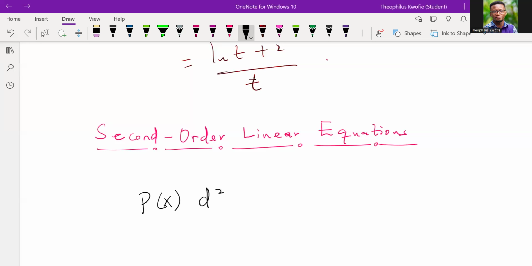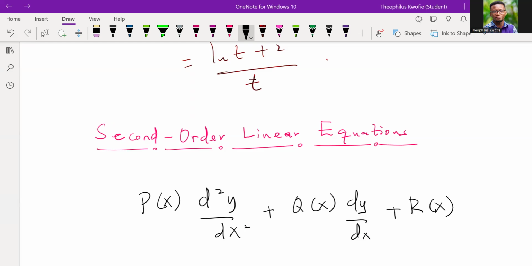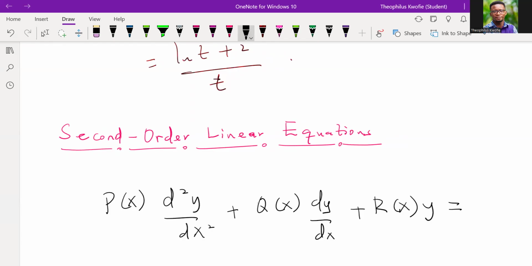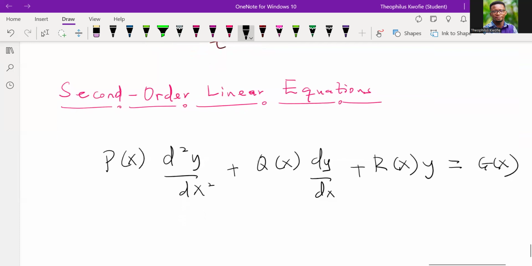then the second derivative of y with respect to x plus some continuous function multiplying the first derivative with respect to x plus another continuous function multiplying the dependent variable y equal to some continuous function, let's call it g of x. Now, as I mentioned, p, q, r, and g are continuous functions.